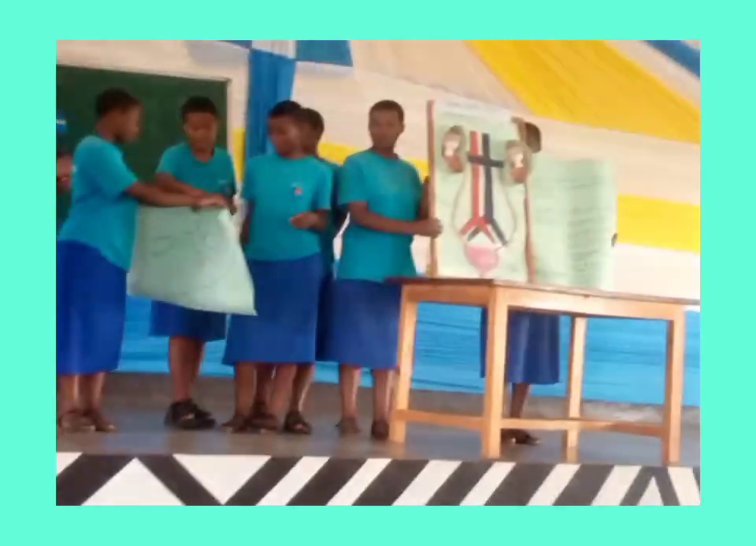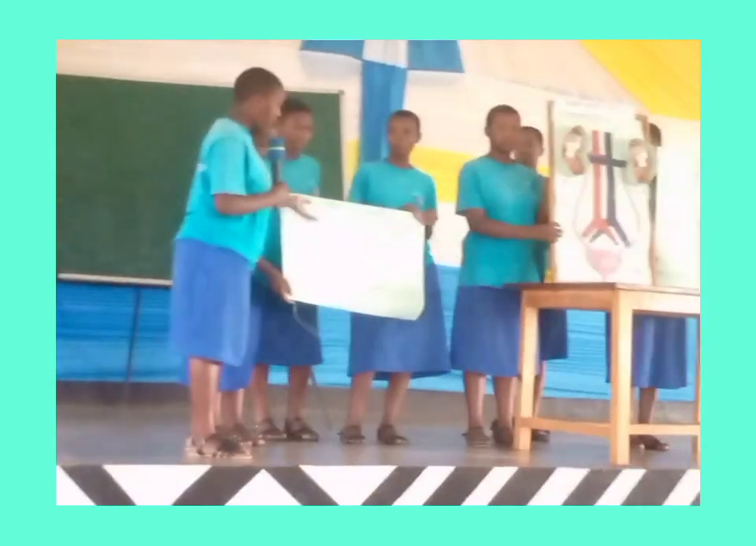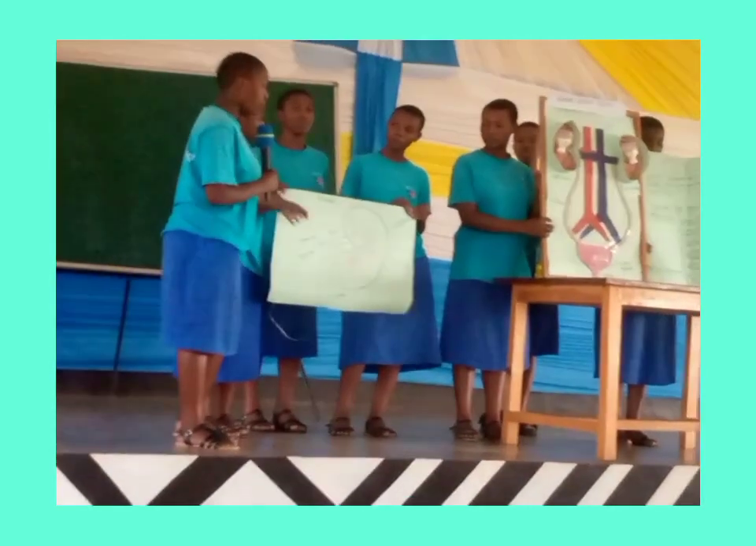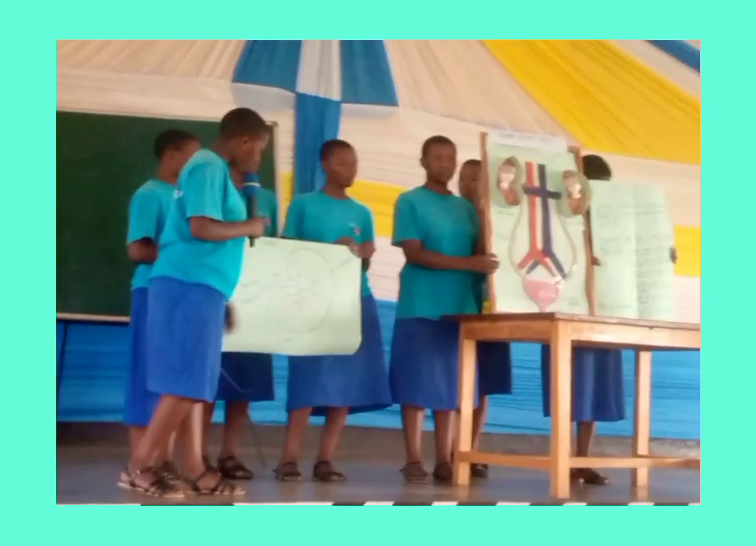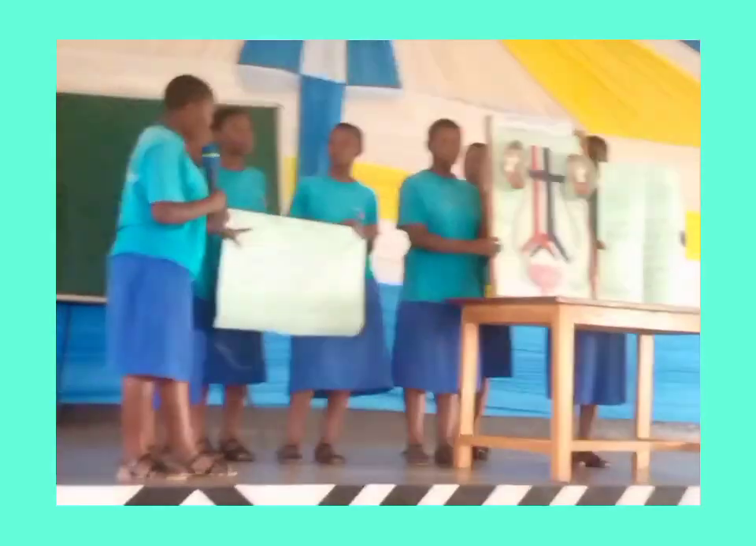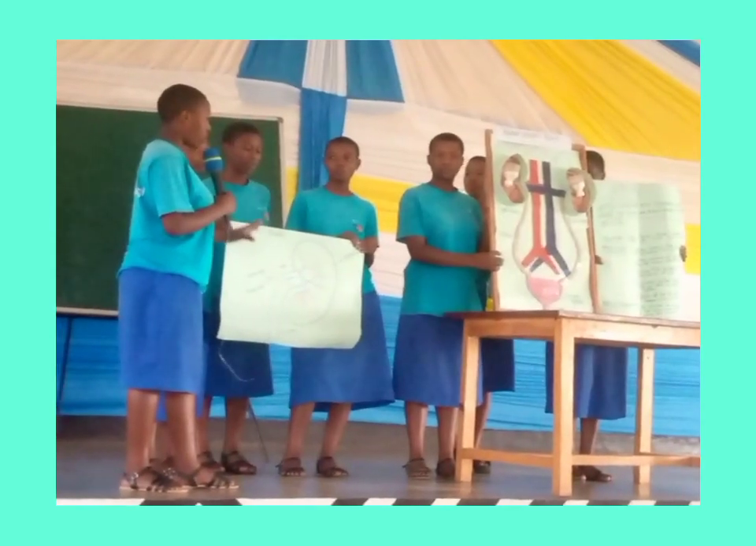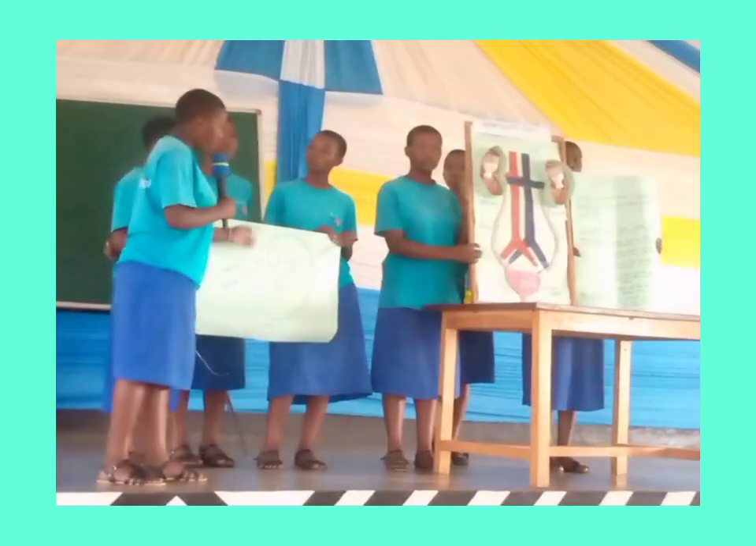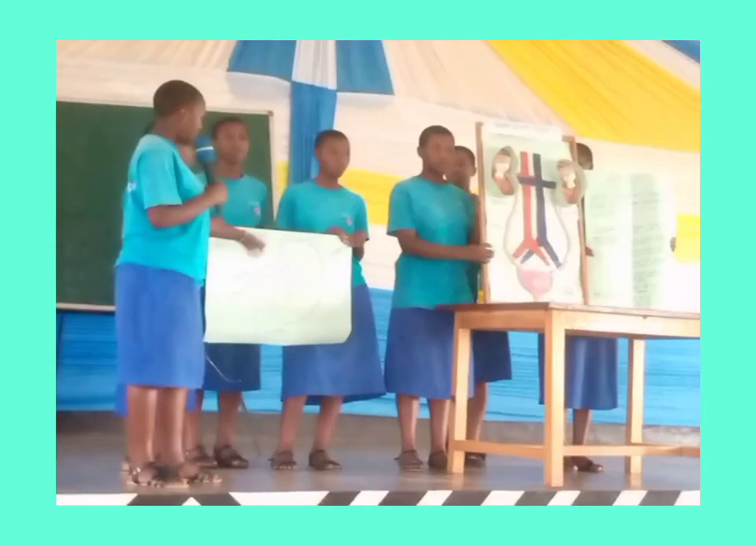I'm going to tell you how this urinary system works. You see here we have a bean-shaped organ. That is called the kidney, a part of our urinary system. The kidney is where urine formation takes place. In the kidney we have what we call the nephron, which is the small functional unit of the kidney.